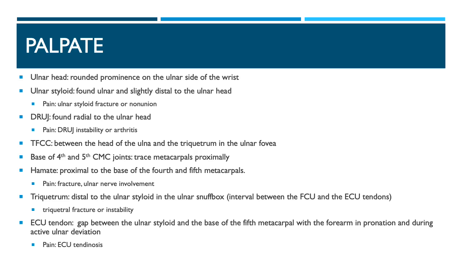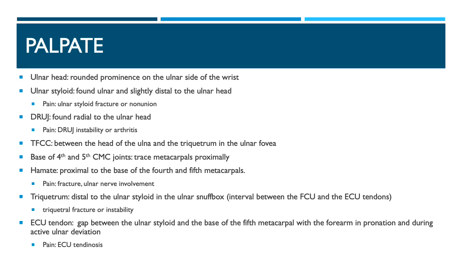Pain here can indicate an ulnar styloid fracture or non-union. The DRUJ is found radial to the ulnar head, so at the articulation point. Pain here can indicate DRUJ instability or arthritis. The TFCC can be palpated between the head of the ulna and the triquetrum within the ulnar fovea. Pain here can indicate TFCC instability.